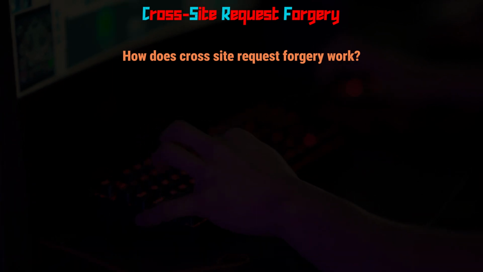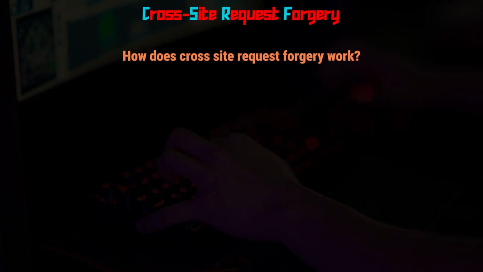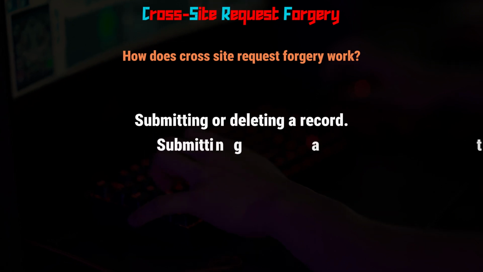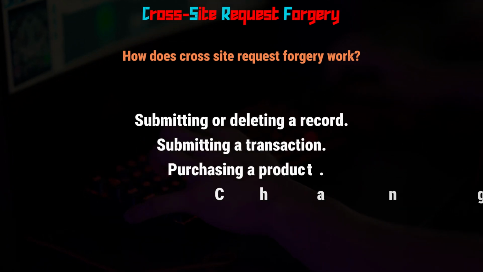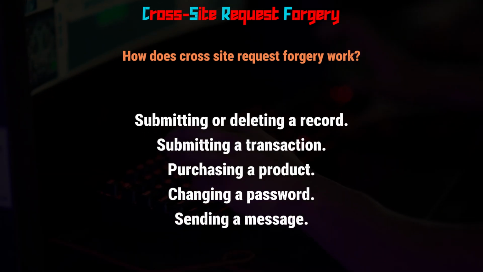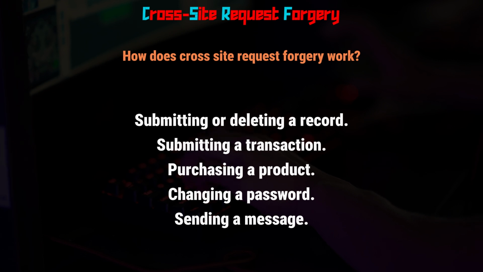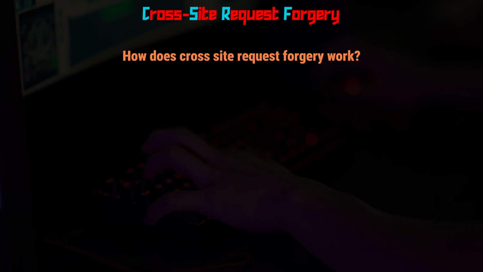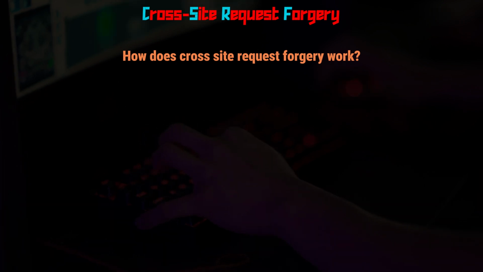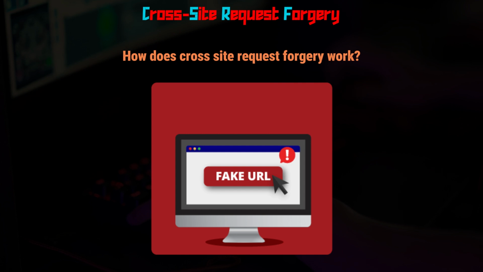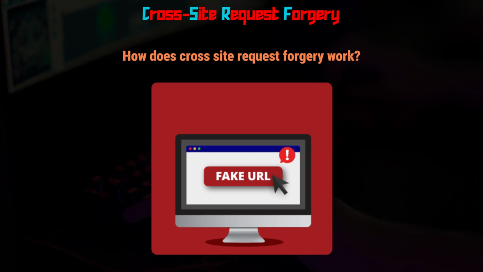An attacker's aim for carrying out a CSRF attack is to force the user to submit a state-changing request. For example: submitting or deleting a record, submitting a transaction, purchasing a product, changing a password, sending a message. Social engineering platforms are often used by attackers to launch a CSRF attack. This tricks the victim into clicking a URL that contains a maliciously crafted, unauthorized request for a particular web application.